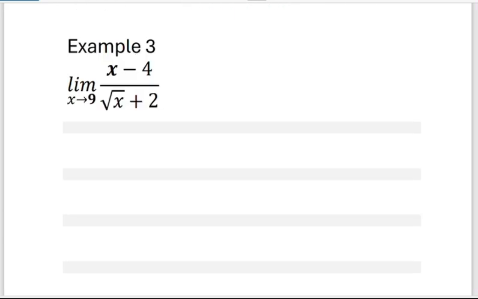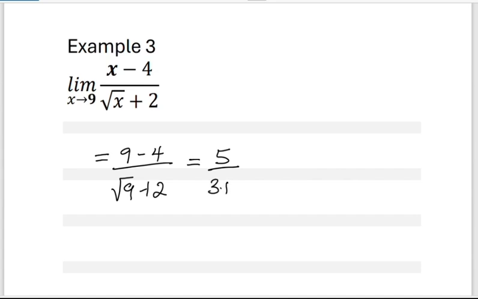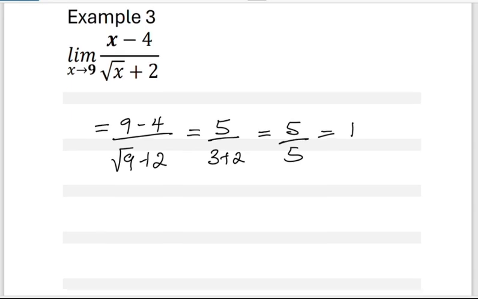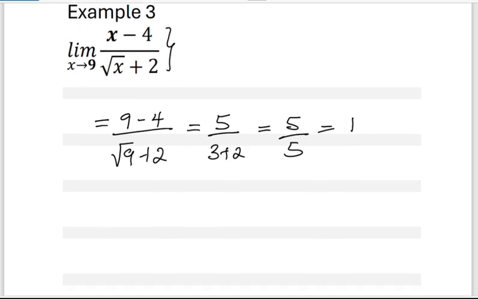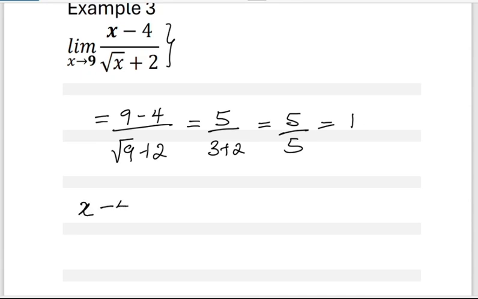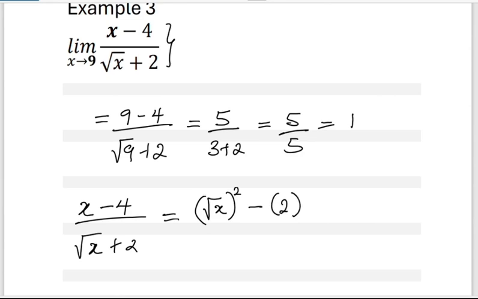We can easily plug in the value of x as 9 here, and this is simply going to give us 9 minus 4 over square root of 9 plus 2, which is simply 5 all over 3 plus 2, which is 5. So this is 5 over 5, and this is simply 1. We can also decide to simplify this first before we apply the limits, which is just simply going to be x minus 4 all over square root of x plus 2. This is same as square root of x squared minus 2 squared, okay? And this is all over square root of x plus 2.